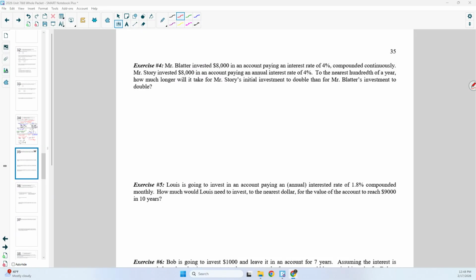So it says Mr. Blader invested $8,000 in an account paying an interest of 4% compounded continuously. So we're going to keep that. So Mr. Blader's equation is going to be the Pe^rt equation because of the compounded continuously. Mr. Story invested $8,000 also in an account paying an annual interest rate of 4%. So Mr. Story, there's no special information. We don't have compounded monthly or anything, so we're just using our basic formula like this.